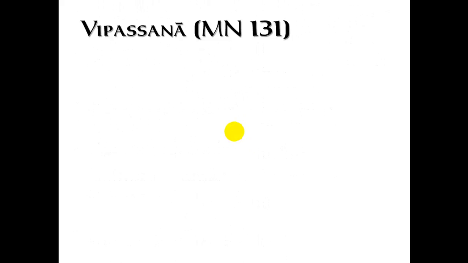Then we'll go to another one because it's very connected with this one, Vipassana. Another sutta. This is from the Majjhima Nikaya. The name of the sutta is Bhaddekaratta Sutta. Bhaddekaratta means an auspicious day. So if you want to have an auspicious day, you have to follow this one. Vipassana.